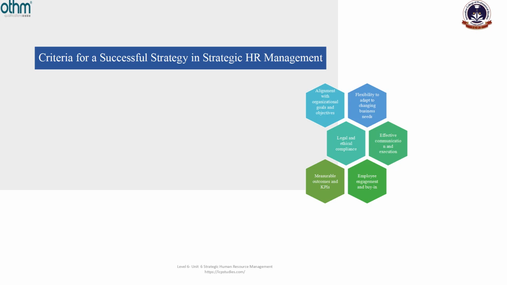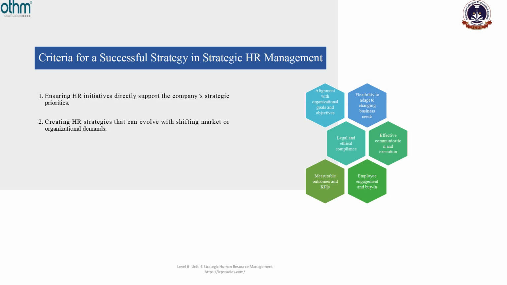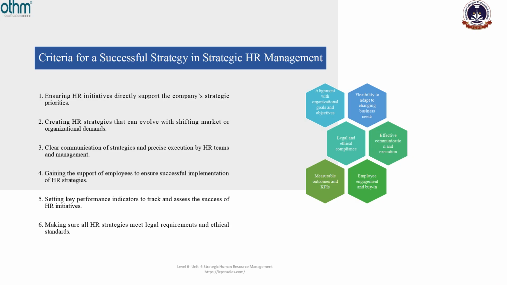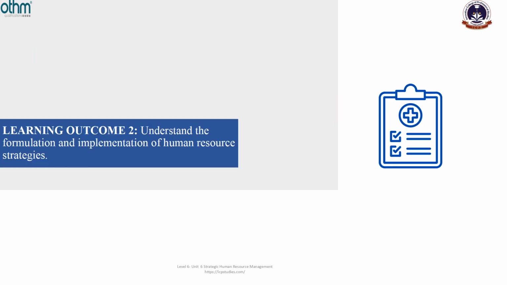Now we have the criteria for a successful strategy in strategic management. So first, we have to ensure the HR initiatives can directly support the company's strategic priorities. Then we can create HR strategies that can evolve with shifting market or organizational demands. Then we can have clear communication of strategies and precise execution by HR teams and management. Then we can gain the support of employees to ensure successful implementation of HR strategies. Then we can set key performance indicators to track and assess the success of HR initiatives. And at last, we should make sure that all the HR strategies meet legal requirements and ethical standards.